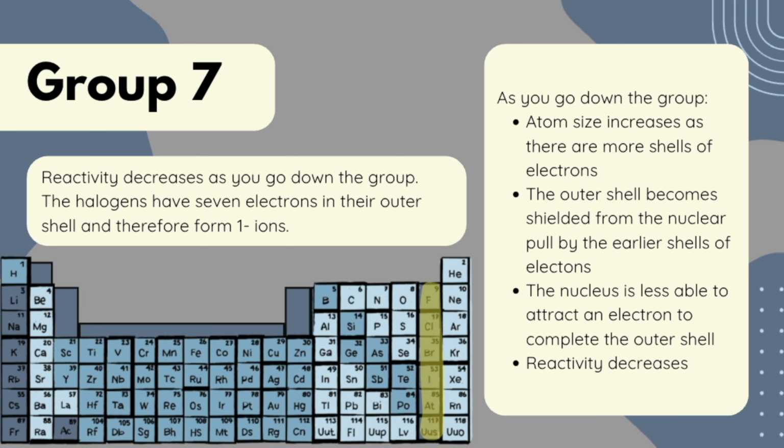Group 7 elements, the halogens, become less reactive as you go down the group. They need to gain 1 electron to be stable. But as atoms get bigger and the outer shell gets farther from the nucleus, it's harder to attract an extra electron, so reactivity decreases down the group.